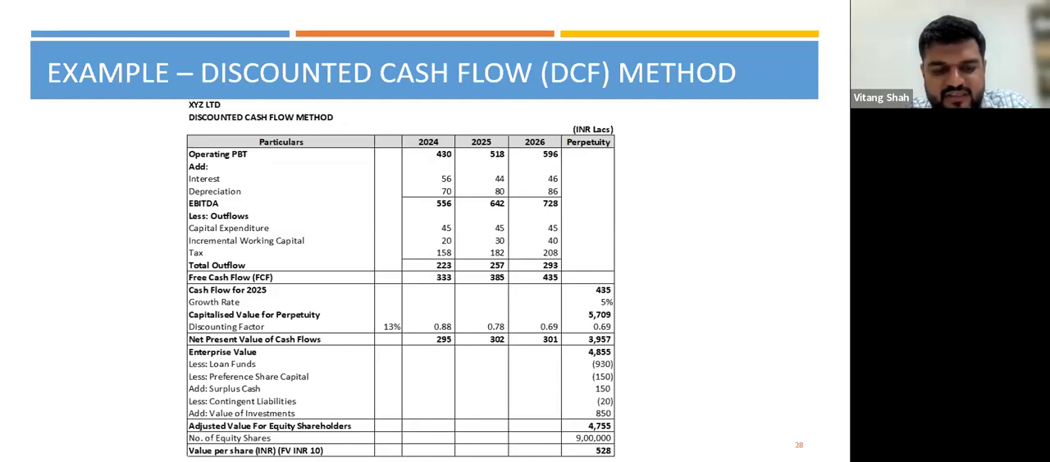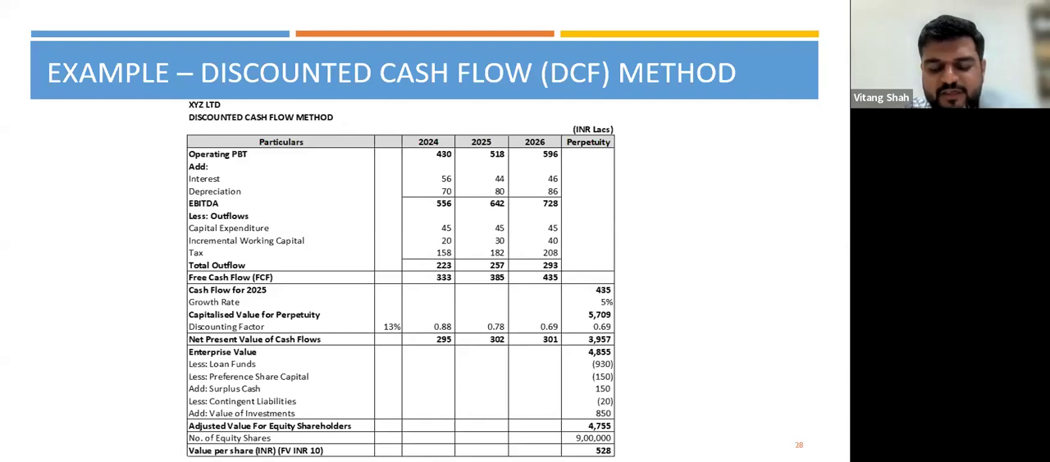So all of it is considered as a surplus, and a value is added separately, because if someone acquires the equity shares of the company, they also get, along with the value of the business, the cash and the investments which the company possesses as on a specific date.